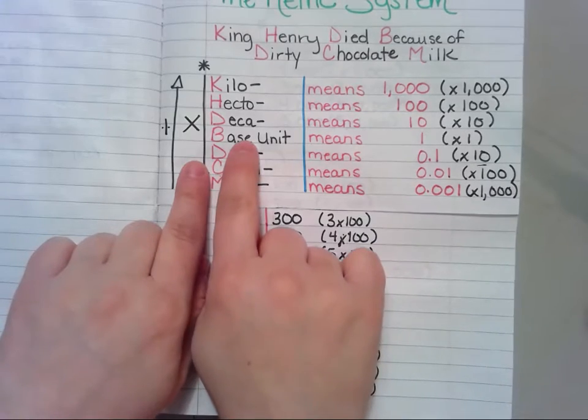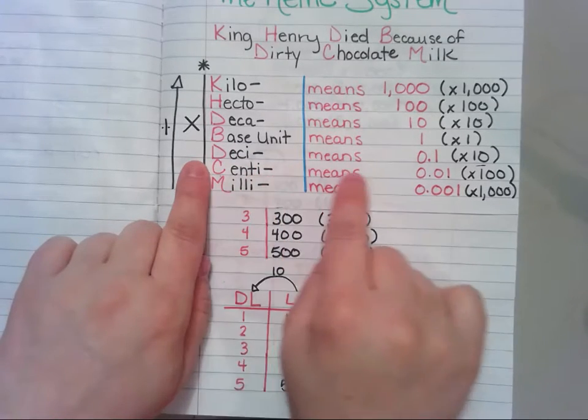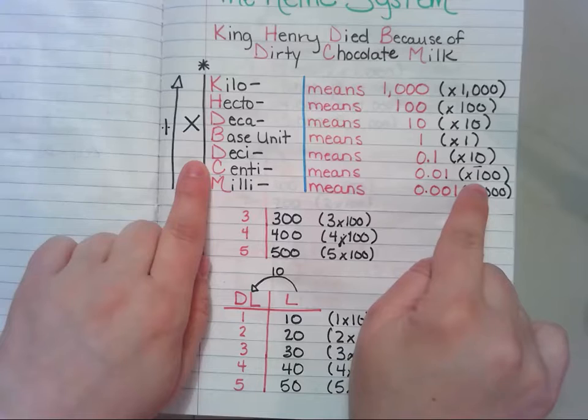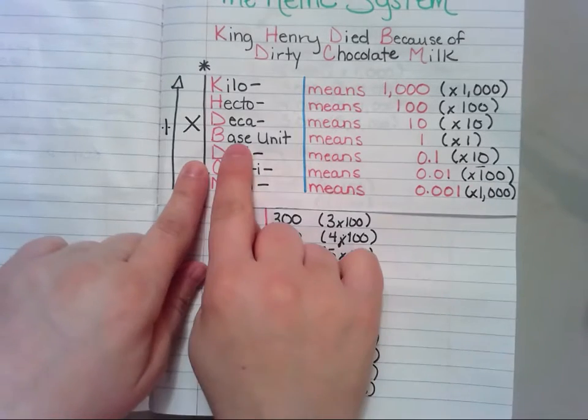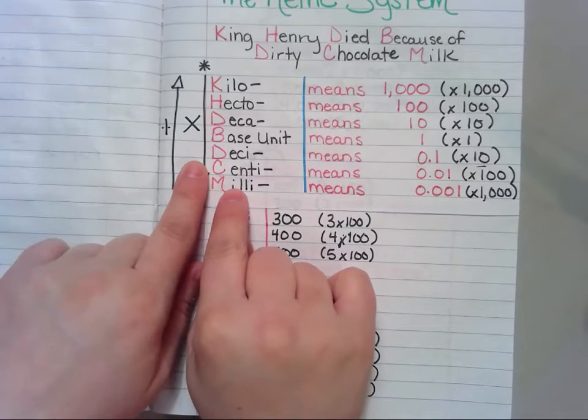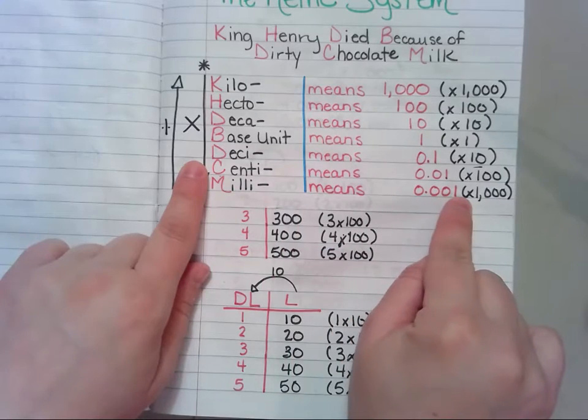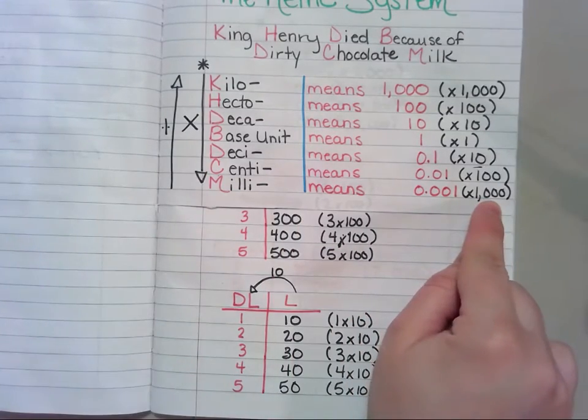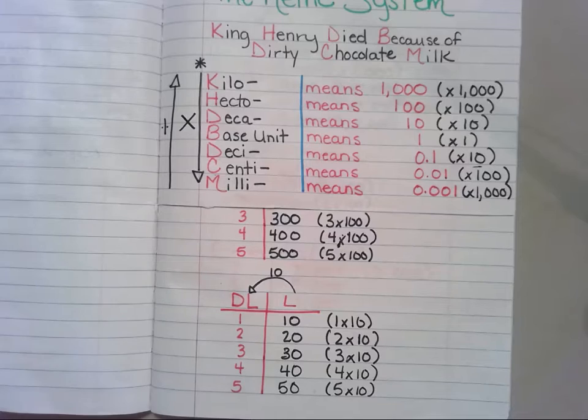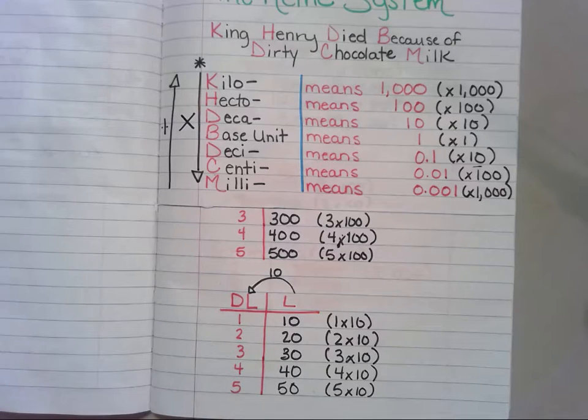If I'm going from my base unit to my centa unit, it's 100th. I multiply by 100. And if I'm going from my base unit to a milli unit, it means 1,000th. I multiply by 1,000. You're now ready to do your assignment. It will be out of your big math book. You can get the assignment from Google Classroom.